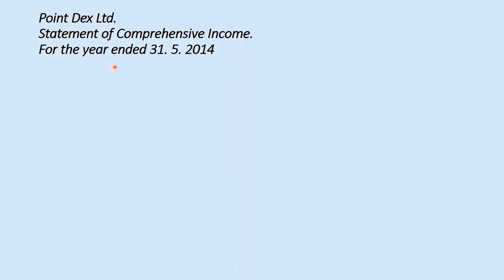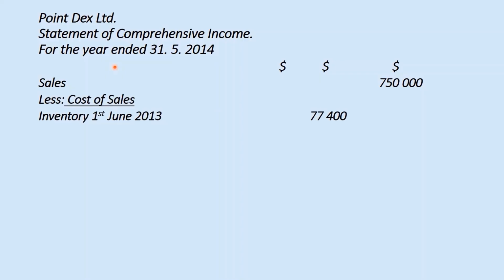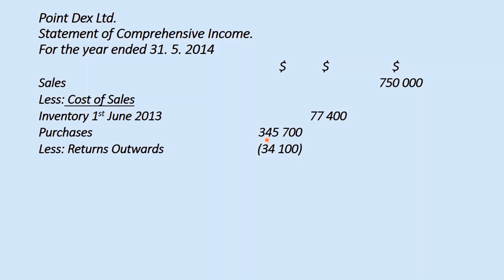Poindex Limited statement of comprehensive income for the year ended 31st of May 2014. We need 3 columns. Sales, that's the cost of sales. Inventory, 1st of June. And the purchases go in a new column, so we can minus the returns outwards from it, and the discounts received.